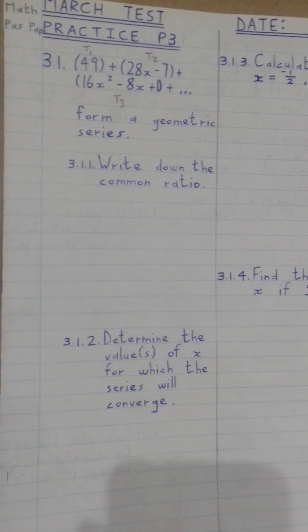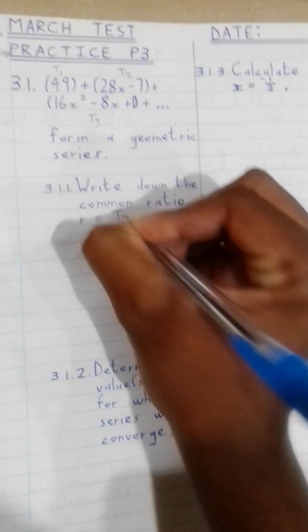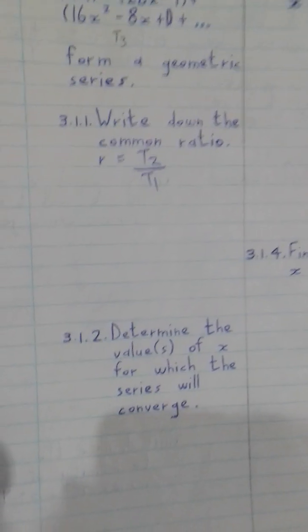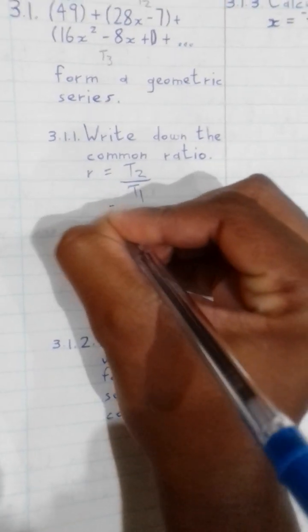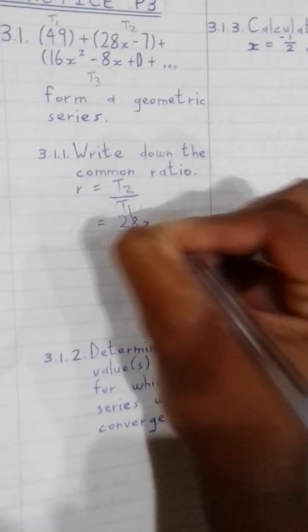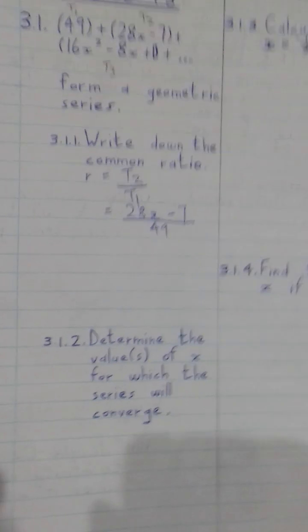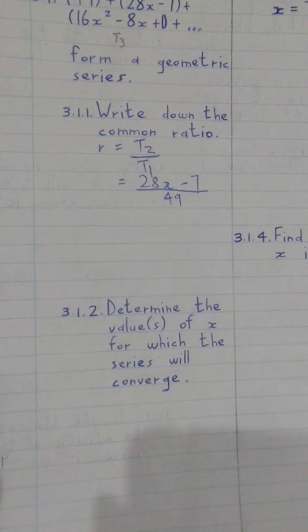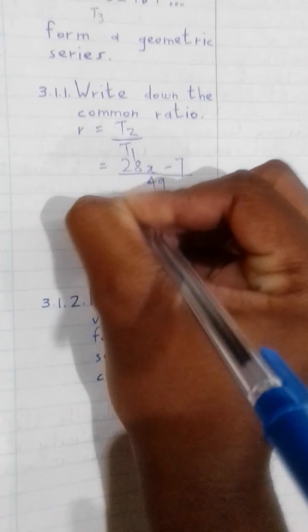3.1.1 states, write down the common ratio R. So remember, R is T2 over T1. Okay, so it is going to be T2 is 28x minus 7. T1 is 49. What is the common factor in the numerator? It's 7. So we're going to have to factor out 7.